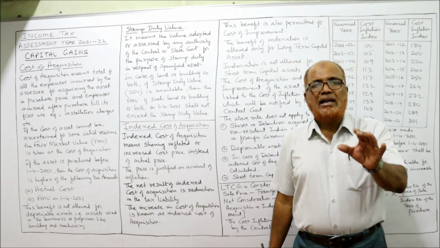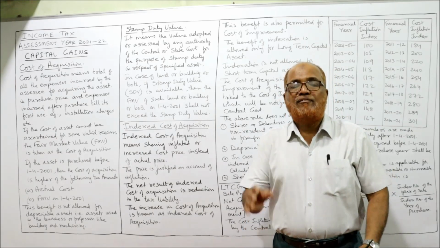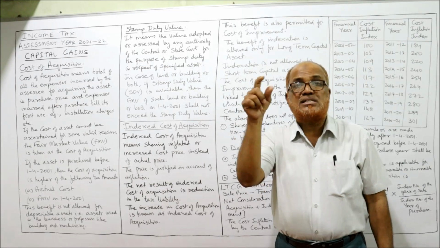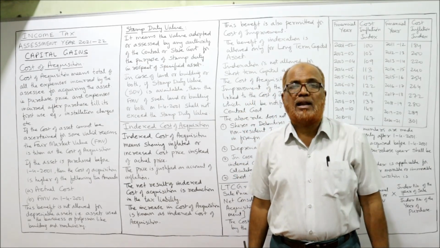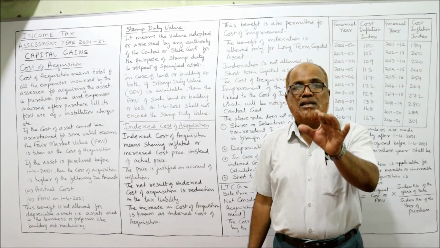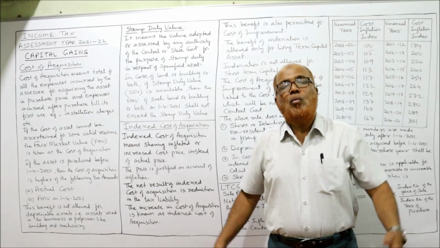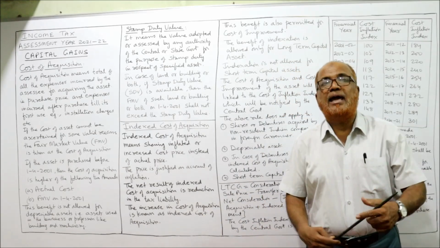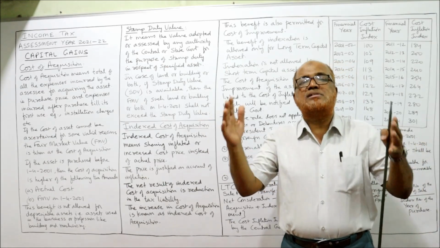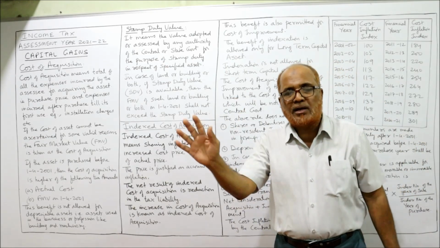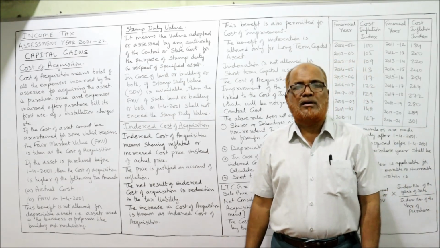Suppose the stamp duty value is 8 lakh, but the fair market value is 10 lakh. We should not take the fair market value of 10 lakh. The Income Tax Act says the fair value should not exceed the stamp duty value. What is the stamp duty value? For example, 8 lakh rupees is the stamp duty value and 10 lakh rupees is the FMV. So don't take 10 lakh, only 8 lakh you take.